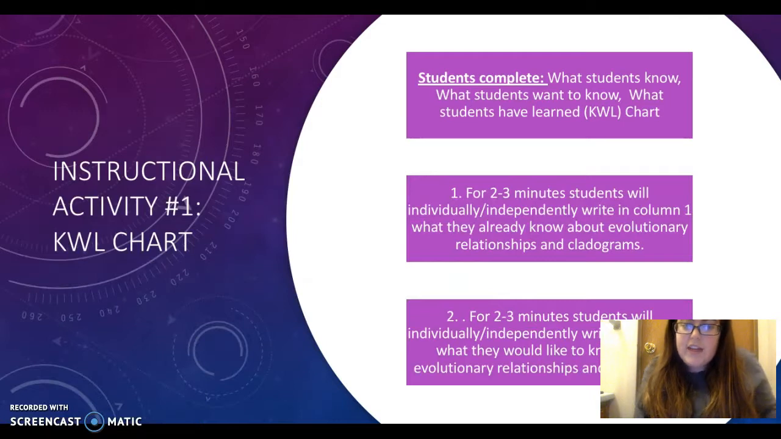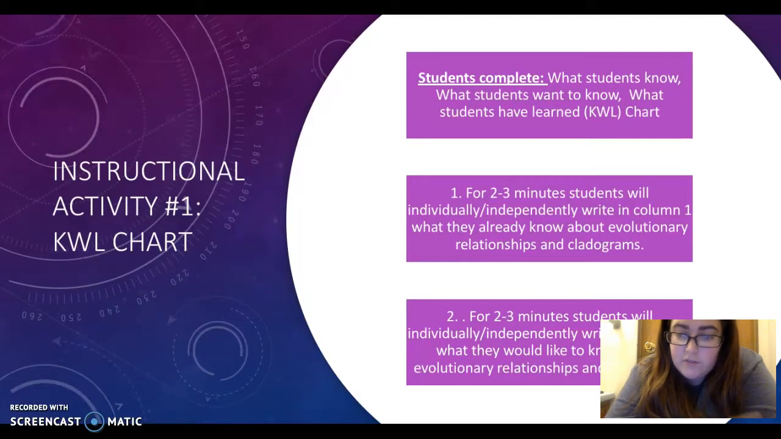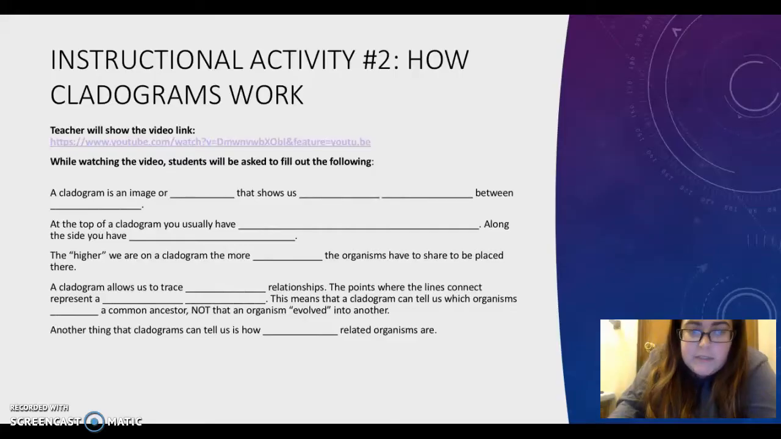Alright, so instructional activity number 1, I decided to do a KWL chart. So for 2 to 3 minutes, I'd have students independently write in column 1 what they already know about evolutionary relationships in cladograms. And then for another 2 to 3 minutes, once they had completed that, I'd have them independently write in column 2 what they would like to know about evolutionary relationships and cladograms.